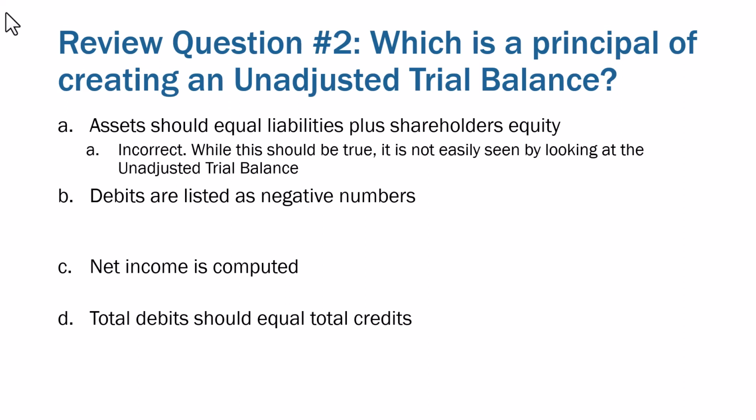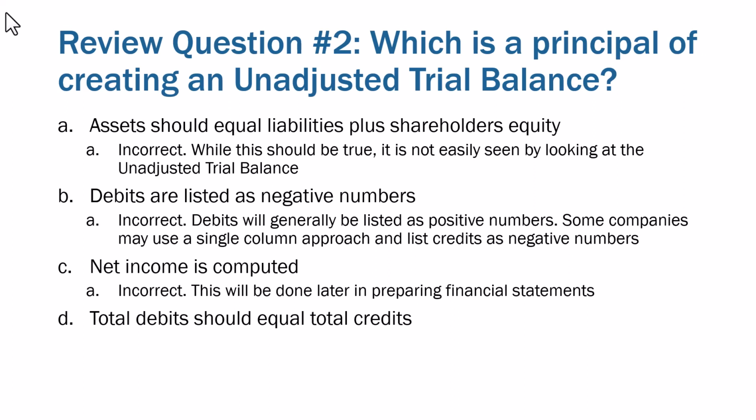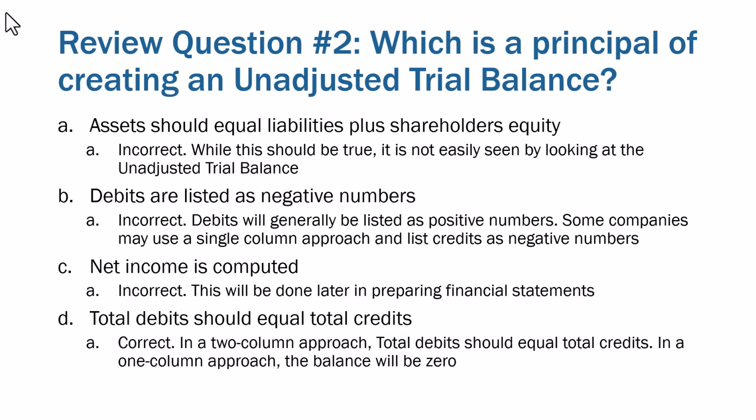Well, if we look at them, assets should equal liabilities plus shareholders' equity. That's absolutely true, but we can't easily see that by looking at the unadjusted trial balance. Debits are listed as negative numbers. That's incorrect. They're either going to be in a separate column, or if they use a single column approach, it's the credits that are going to be negative numbers. Net income will be computed, but that's not the purpose of the unadjusted trial balance, and you can't easily do that just by looking at it. Total debits should equal total credits. Absolutely. In a two column approach, they should equal. In a one column approach, the balance should end up to be zero.